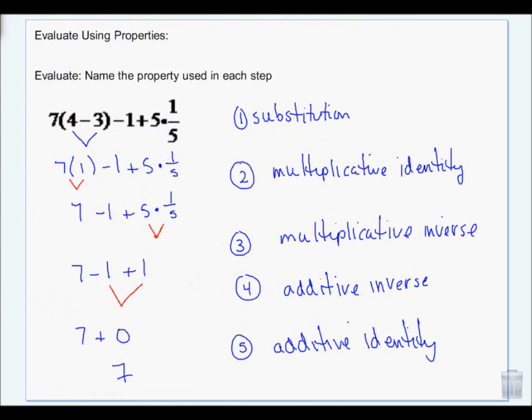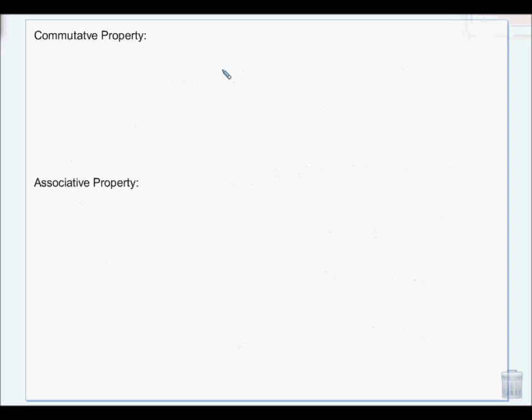The morning commute, right? Or your afternoon commute? Your commute is when you go from your house to school and then from school back to your house. You've heard that term, right? The commute? Okay. That's what the commutative property is like.